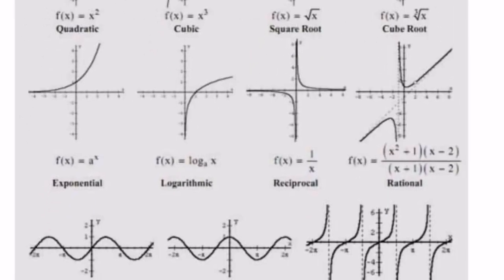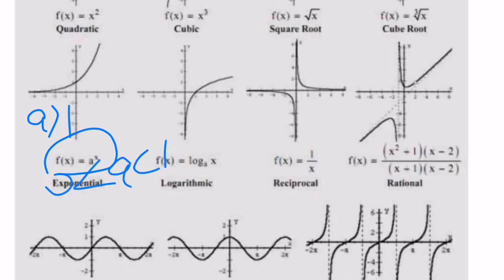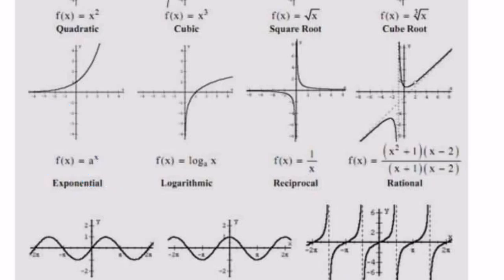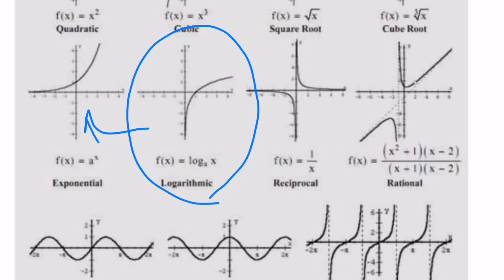Another function is the exponential function. The exponential function is increasing or decreasing depending on the value of a. If a is greater than 1, then the graph will be increasing. If a is less than 1 and greater than 0, then the graph will be decreasing. Logarithmic function. The graph of the logarithmic function is the inverse of the exponential function, and the graph of this is like this.